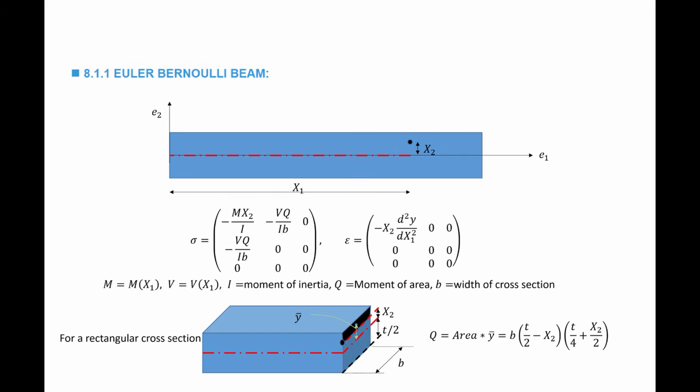The area in this case for a rectangular cross section is equal to the width b multiplied by the height of that cross section, which is equal to this term. And y bar is the distance from the centroid to the centroid of the area, which is equal to t over 4 plus x2 over 2, where t is the height of the beam.